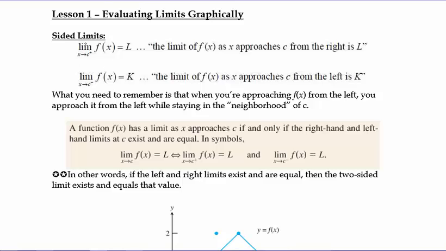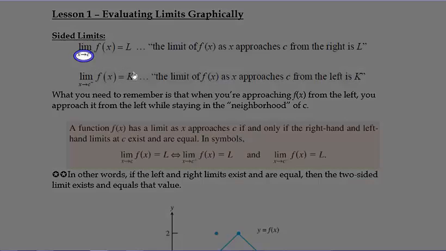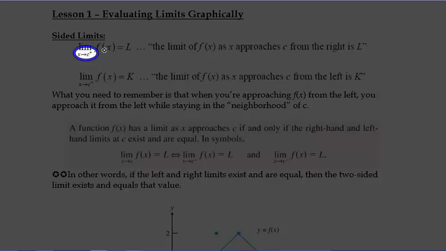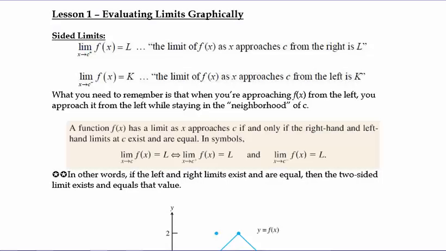So there are these things called sided limits. And when you have a sided limit, it's when you see this limit as x approaches c, and there's this little plus in the top that you can kind of see right there. So if you want to take the limit as x approaches c and you see that plus, what that really means is you are approaching c from the right. And if you see a little minus up there, that means you are approaching c from the left.